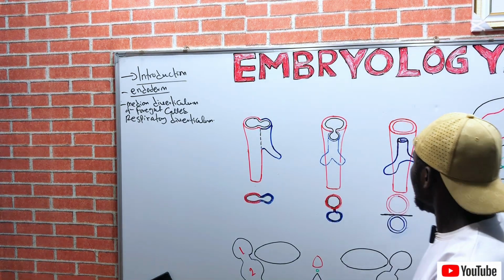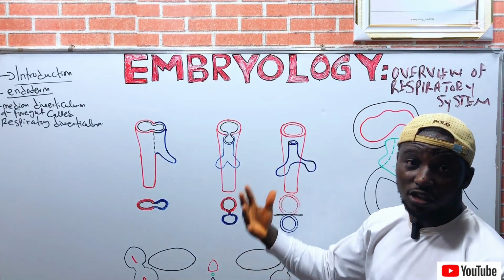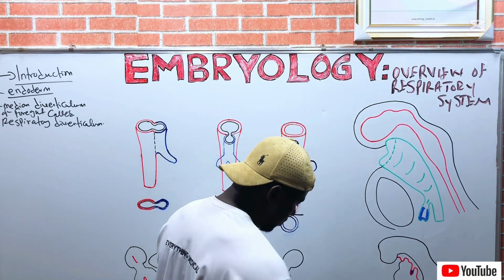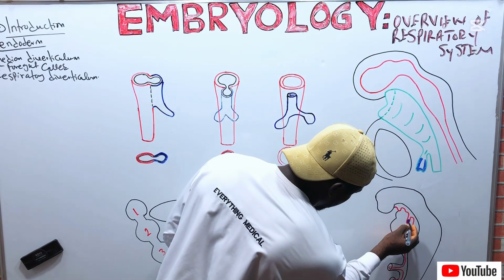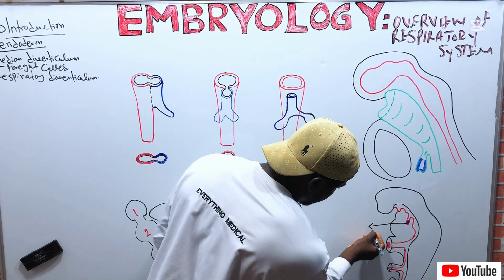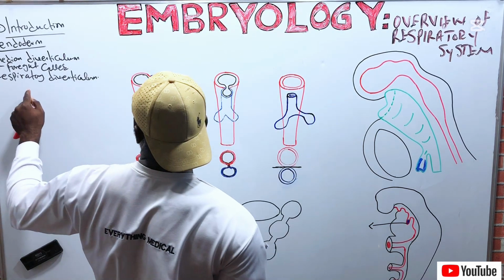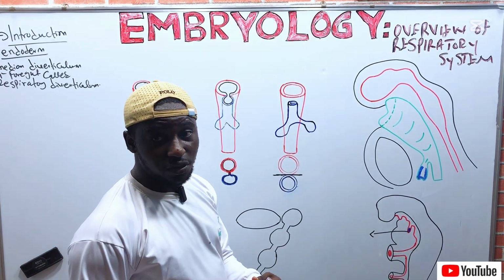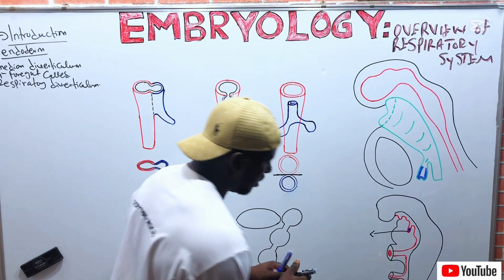Now, this diagram here depicts all we shall be discussing. I've said it earlier, and this also. Now, let's watch here. Here is the respiratory diverticulum, which can be called the laryngotrachea diverticulum.